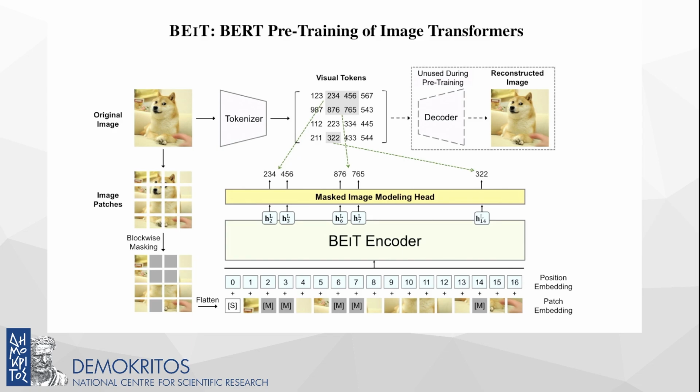So once you have this tokenizer, which is done in advance and independently, then you can follow the same recipe. You take your image, you break it into patches, you mask some of these patches, so you end up with a sequence of masked and visible patches. And then you use, again, an encoder-only transformer architecture, where the goal now is to predict the visual token IDs that correspond to the masked patches.